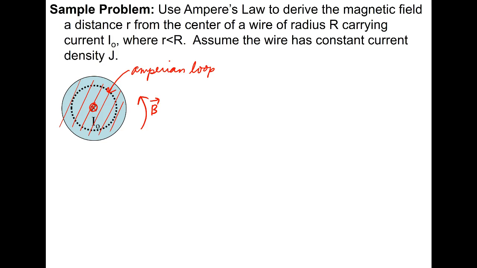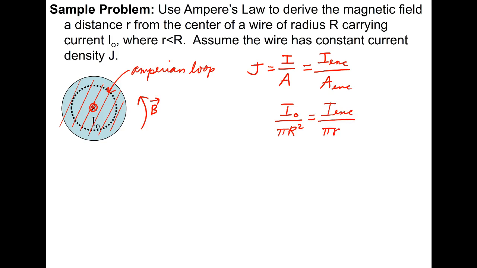But we have current spread all over this wire. It's not just a 1D object, but we have constant current density J, which, if you remember from a previous unit, is current per area. So if we want to talk about I enclosed, we would have to divide by A enclosed. Now it turns out that I total is just I naught, and A total is pi big R squared. It's just the area of that cross section. I enclosed is what we want, and A enclosed is going to be pi times little r squared. So this right here is little r, and the entire thing is going to be big R.